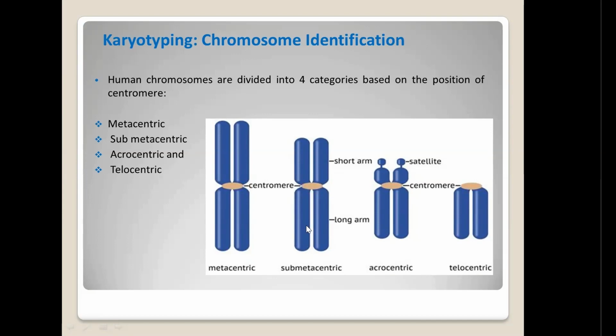When the centromere is present near the middle but not exactly in the middle, both arms of the chromosome are unequal. Acrocentric: when the centromere is not present at the center but near the end of the chromosome, that is acrocentric. And finally telocentric: when the centromere is located at the end of the chromosome.